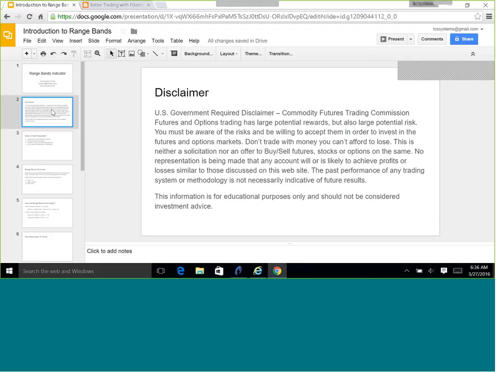This is the standard disclaimer for trading products. Trading is risky. Do not trade with money you cannot afford to lose. This is not trading recommendations, and past performance is no guarantee of future results. Proceed with caution.